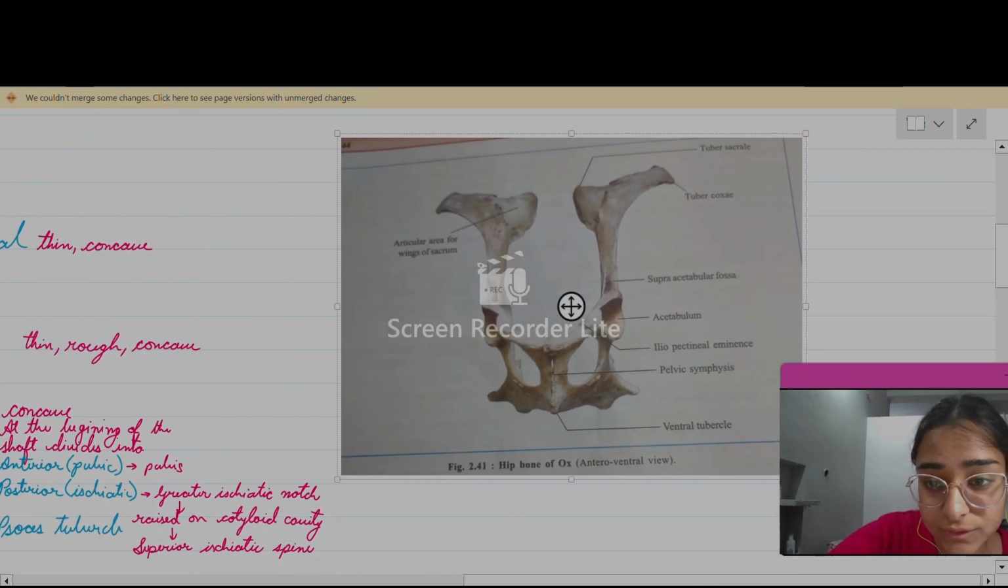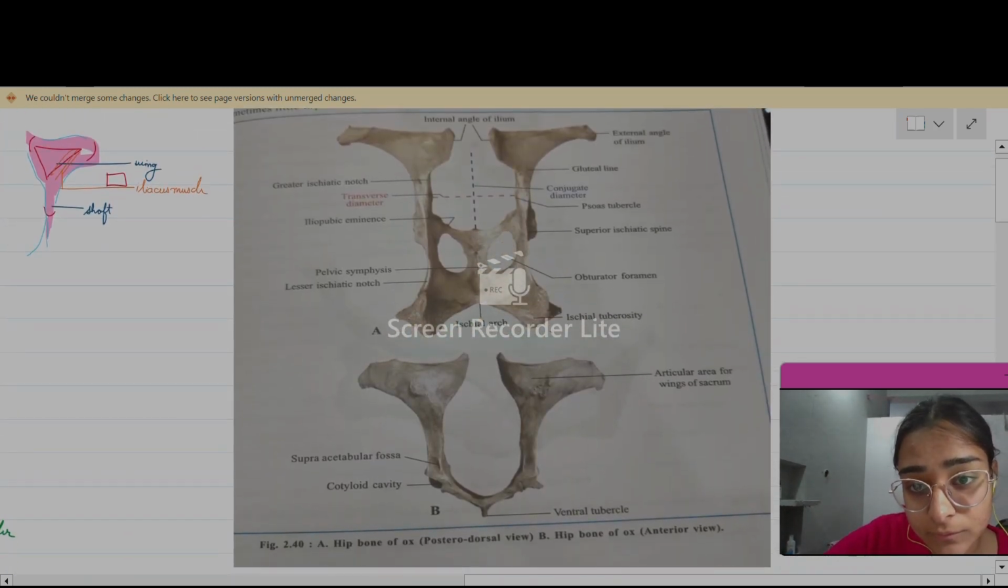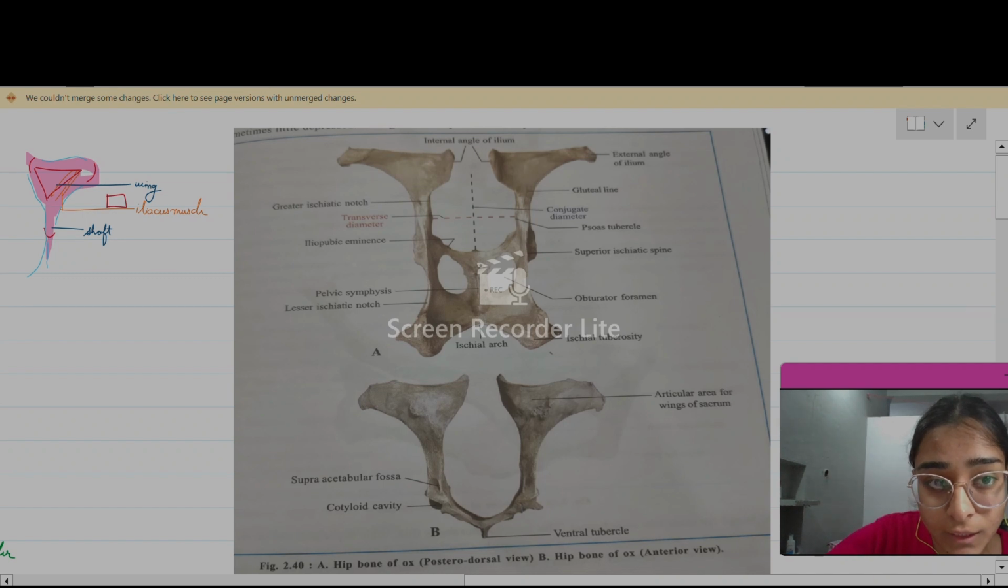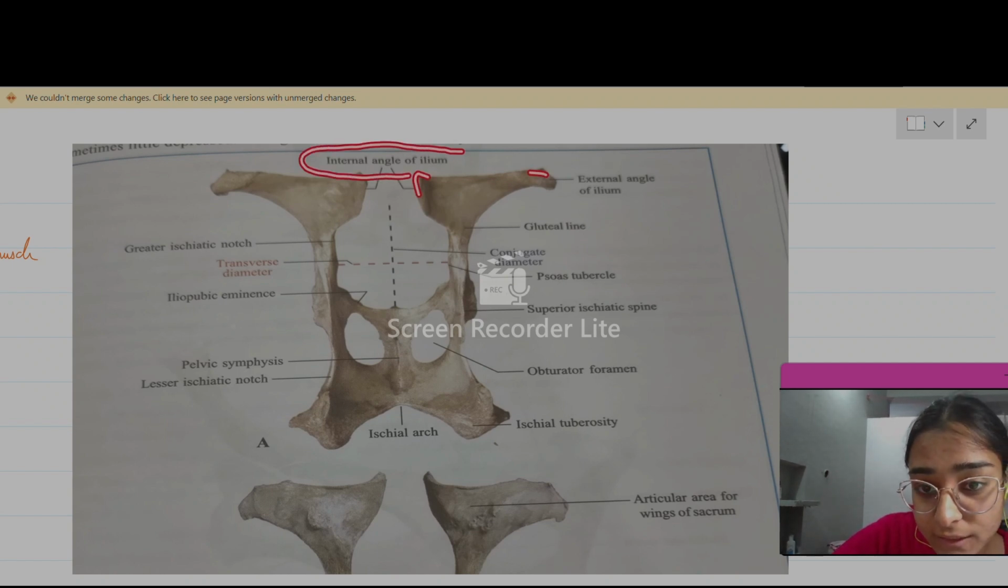So this is the diagram of the hip bone. This is the hip bone and we were talking about ilium. So ilium consists of internal angle. This is internal angle of ilium. This is the external angle of the ilium and here this gluteal line is present.